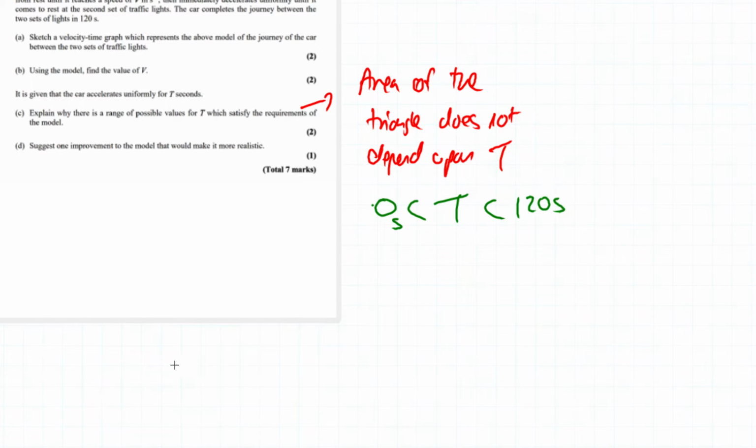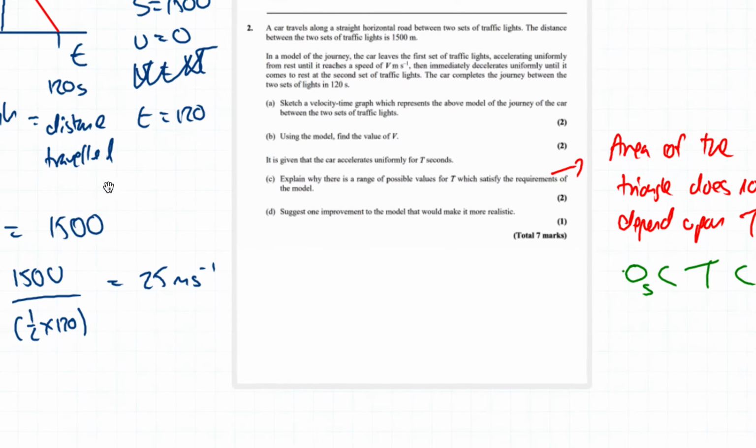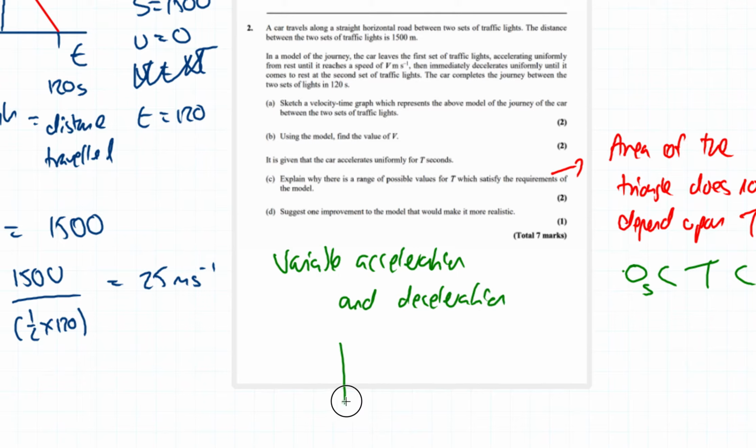So one improvement that we could have, one main improvement, is that cars don't just suddenly accelerate and then decelerate. There's usually a time period in between. So we could have variable acceleration and deceleration. So for example, how would that look? Well, that would look like a curve, which is more accurate of what's happening in terms of accelerating and decelerating.